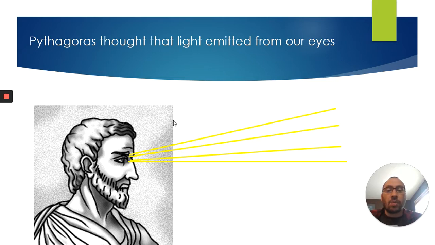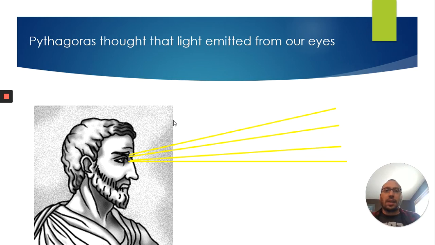The way he thought light worked was that light came out of our eyes. So in order for us to see, we open our eyes, light comes out of our eyes, flies to an object, hits that object, and then bounces back to us. Okay, so that's what Pythagoras thought. We hear that and we think, what a moron, right? What an idiot. Who would think that light comes from our eyes, hits something, and bounces back?